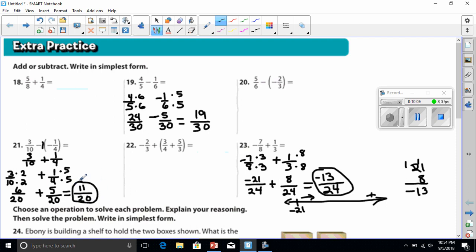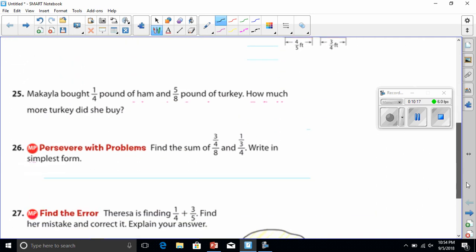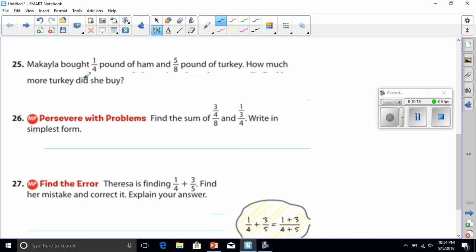All right, we got the first three out of the way. Why don't we go ahead and work on number 25 now? 25 says, Michaela bought 1/4 pound of ham and 5/8 pound of turkey. How much more turkey did she buy? Okay, Michaela bought 1/4 pound of ham, 5/8 pound of turkey, and we want to know how much more turkey did she buy. This sounds like a subtraction problem.